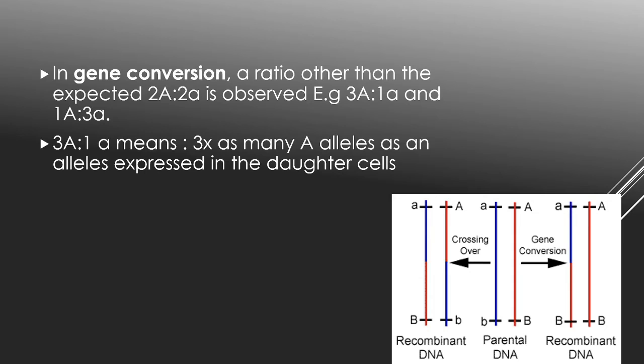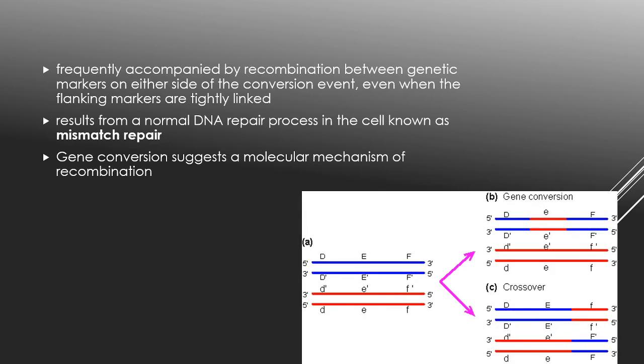In gene conversion, a ratio other than the expected 2 big A, 2 small a is observed, such as 3 big A, 1 small a, or 1 big A, 3 small a. 3 big A, 1 small a means three times as many big A alleles as small a alleles expressed in the daughter cells. It is frequently accompanied by recombination between genetic markers on either side of the conversion event, even when the flanking markers are tightly linked. It results from a normal DNA repair process in the cell known as mismatch repair.